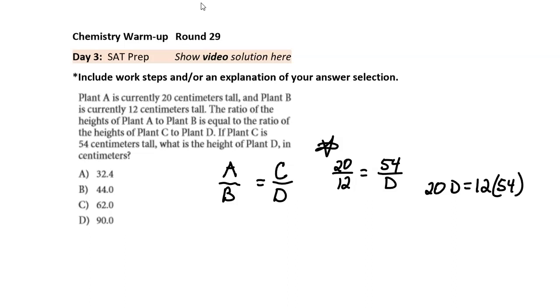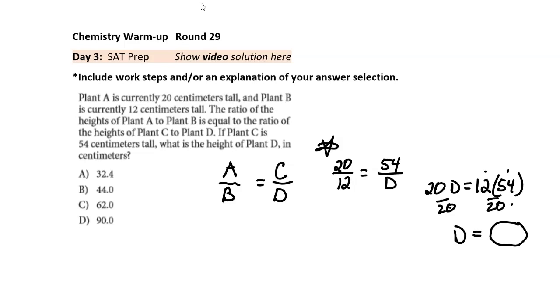Then to get the D alone, divide by the 20 on both sides. And we'll have D is equal to some answer here. Now, if this is on the SAT with calculator section, then you can use a calculator, go 12 times 54, divide by 20, and you'll have the answer.